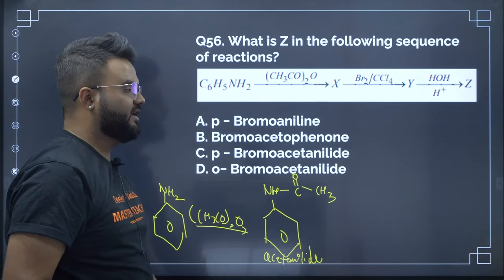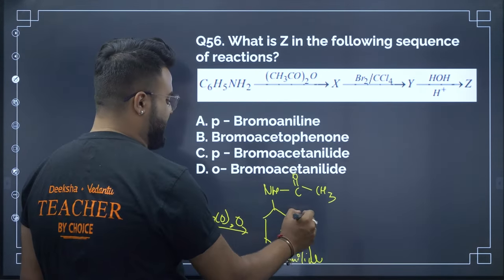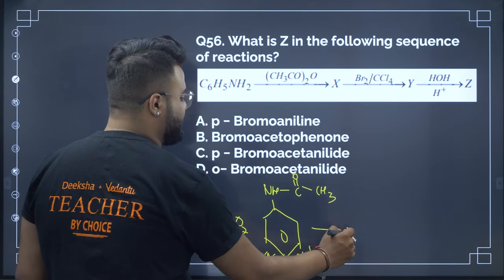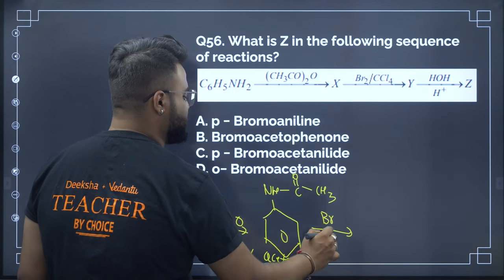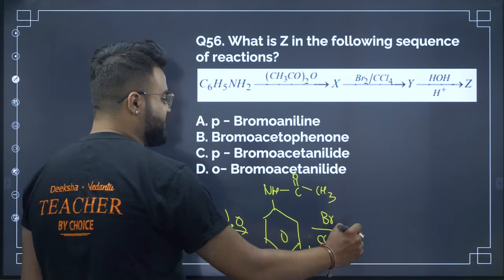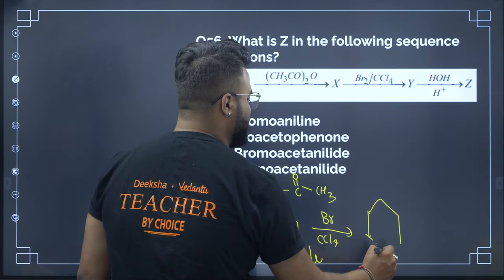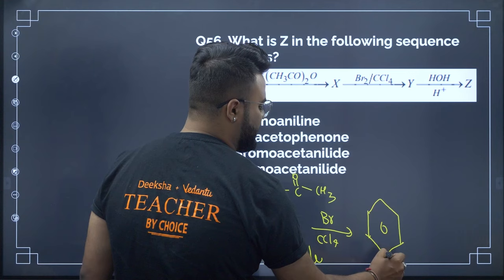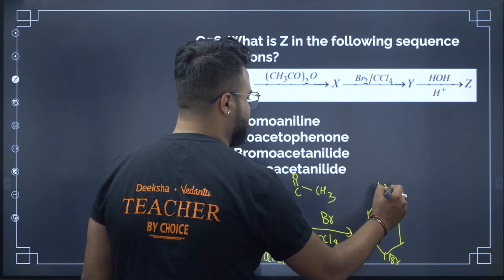This acetanilide, when it reacts, this will be your X. When it reacts with bromine in the presence of carbon tetrachloride, what does it form? It forms para-bromoacetanilide. Here bromine will come, and here the same acetanilide group will be there.